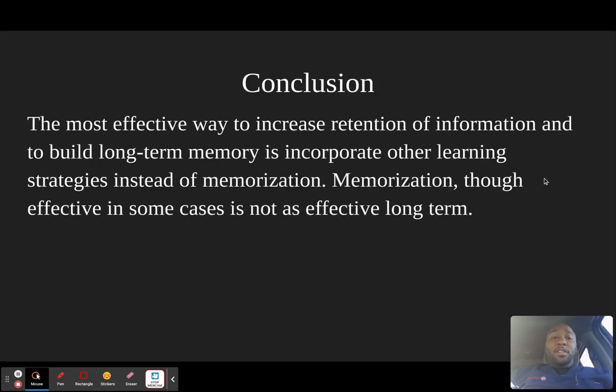So the conclusion is the most effective way to increase retention of information, to build that long-term memory, is to incorporate other learning strategies instead of just memorization. Memorization is going to work in some cases. In some cases, it might be the only way to practice it is just to keep trying to memorize it. But in order to build that long term memory into the bank, incorporating different strategies will ultimately show a higher effective rate.